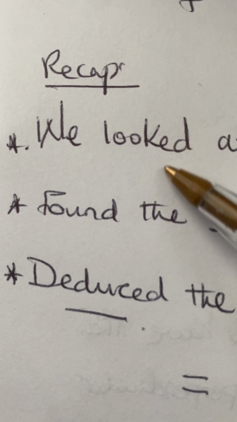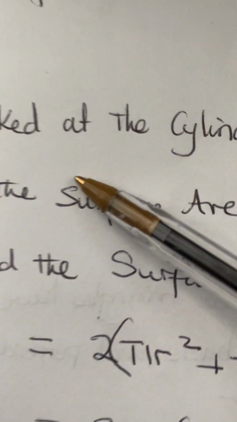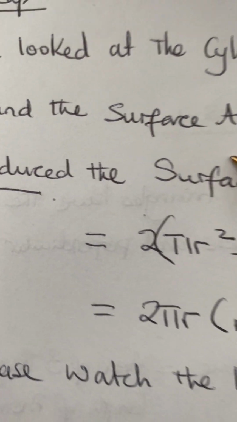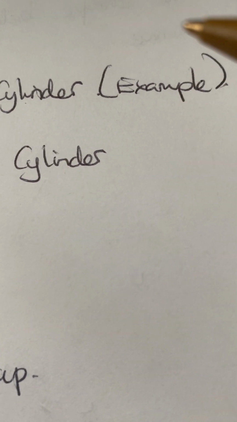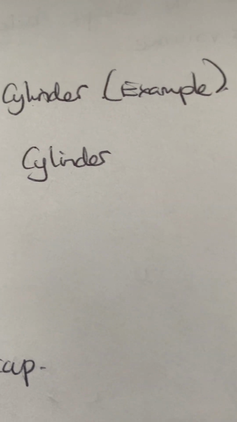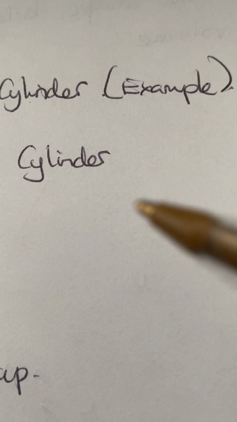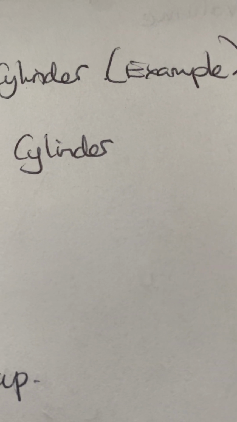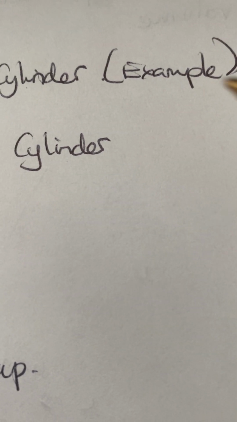Recap. Last video, the one we just did, we looked at the cylinder. We found the surface area and the volume of the cylinder, and I showed you an example. Then I pulled the cylinder apart and showed you how you can even solve it without knowing the formula, and then I deduced the formula for you. That is what we did.